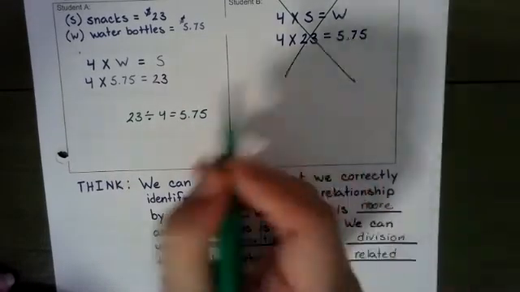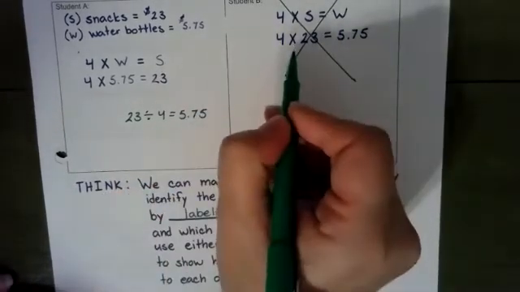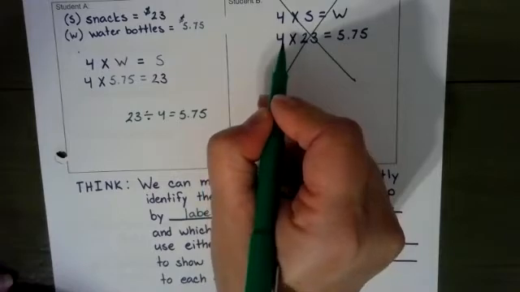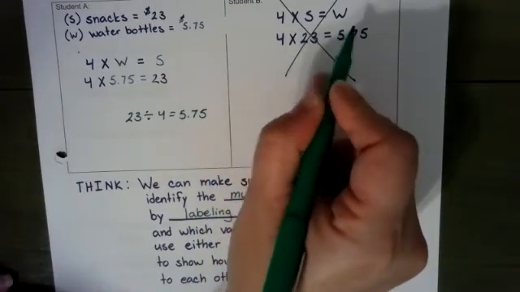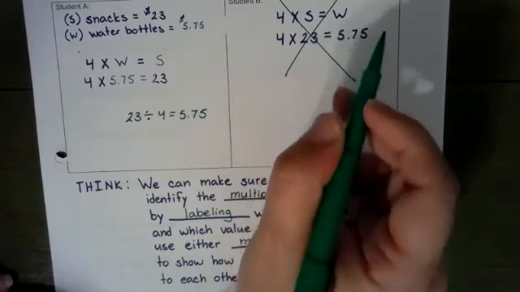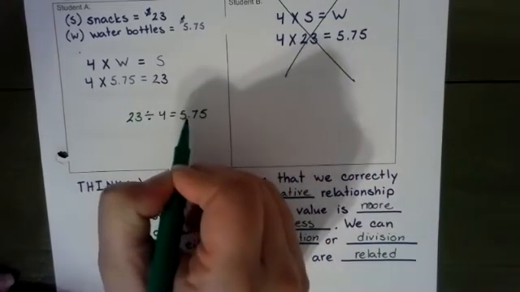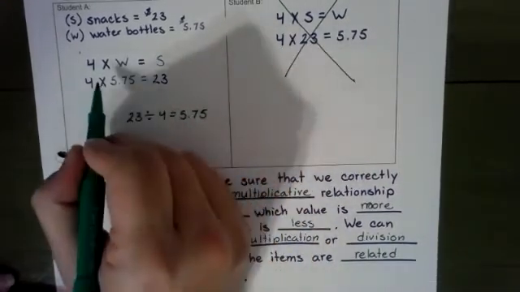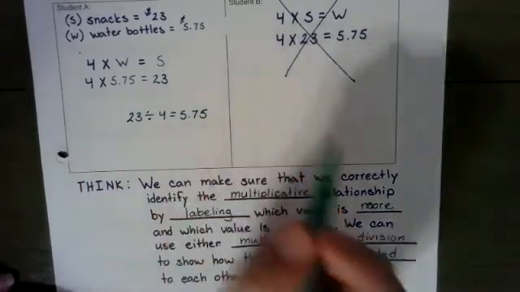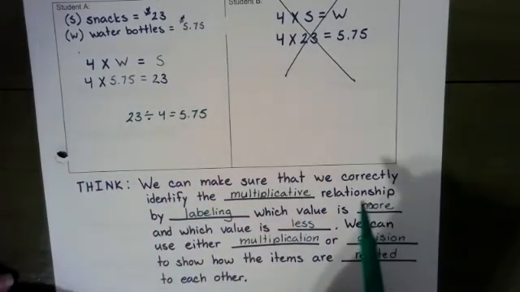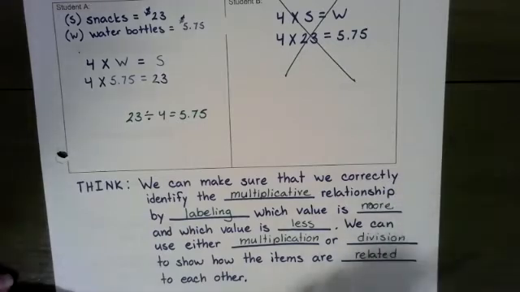We just want to make sure we don't get tricked here like student B did and try to multiply 4 times 23 to get that 5.75. If you're dividing, you're getting that smaller value. If you're multiplying, you're getting that larger value. That's why it's important to know which value is more and which value is less.